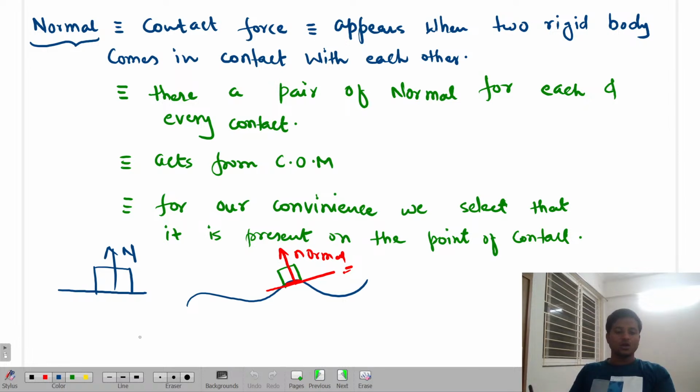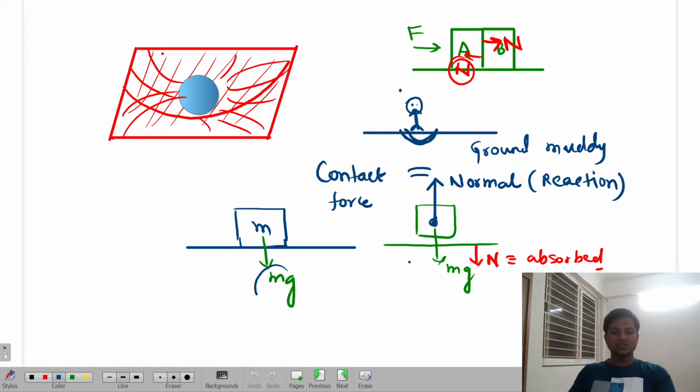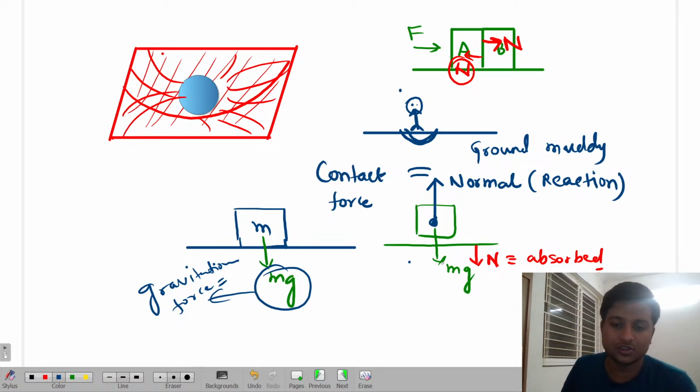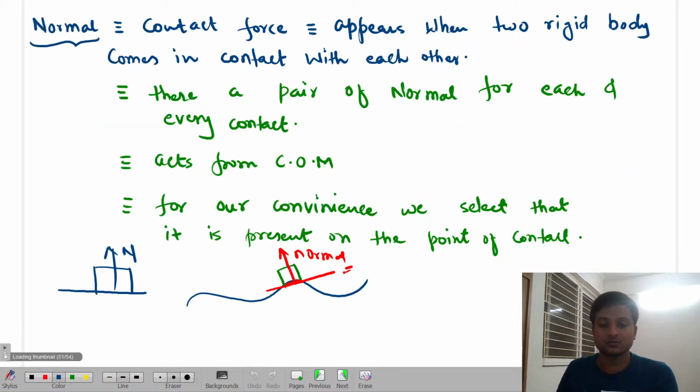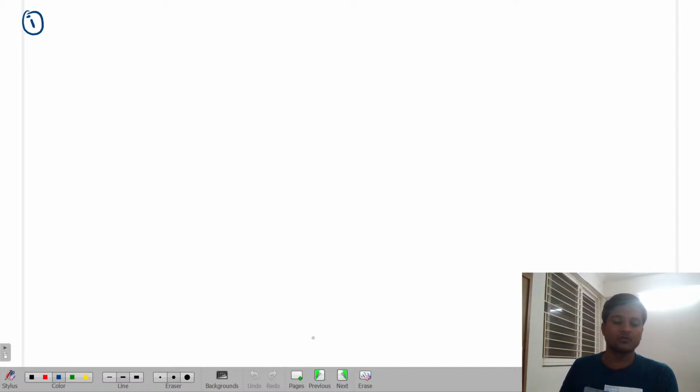So remember that normal is a contact force, but mg is a gravitational force. Is this clear? Basically, due to the balance of forces, N is equal to mg. But these are two different kinds of forces. So you will not treat mg as normal and normal as mg. Understood? Can I move ahead?